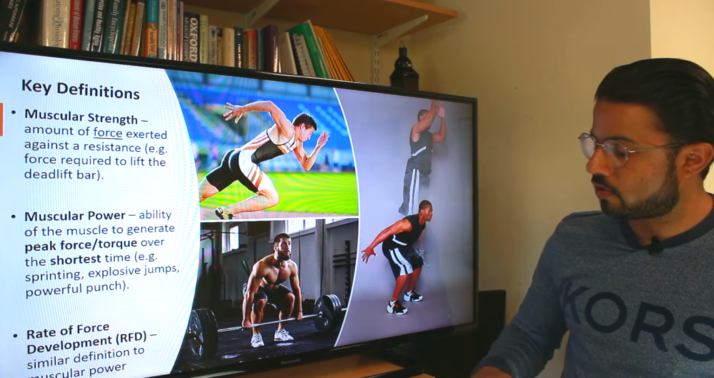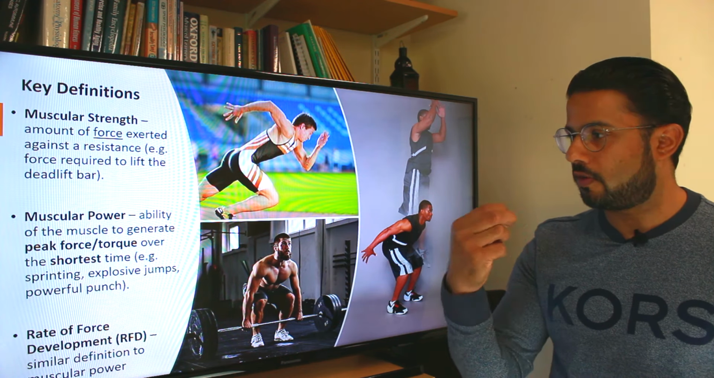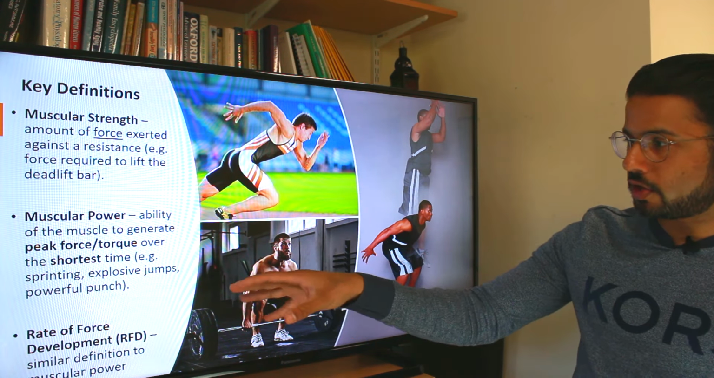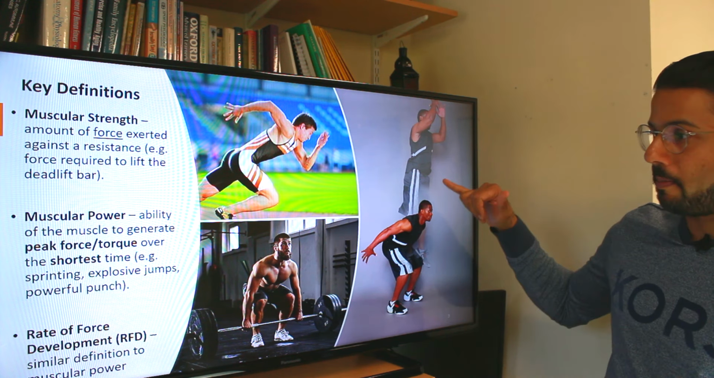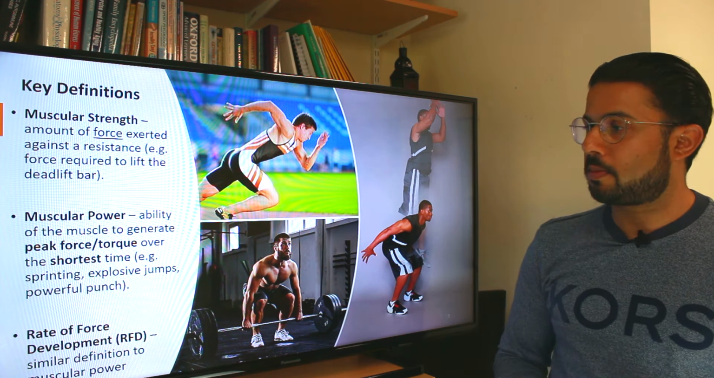Muscular power is the ability to generate that force or torque in the shortest possible time. It's this rapid development of force, and it commonly occurs when you do explosive type activities. Sprinting is one of the best examples, but jumping, for example in basketball, is another such example. And I'm sure in your sport you could think of a time where you need to generate very large amounts of power in a very short space of time.